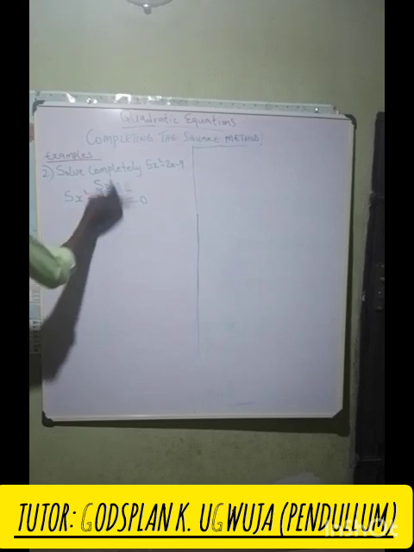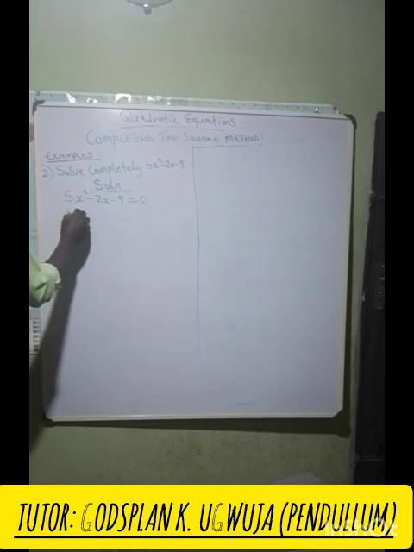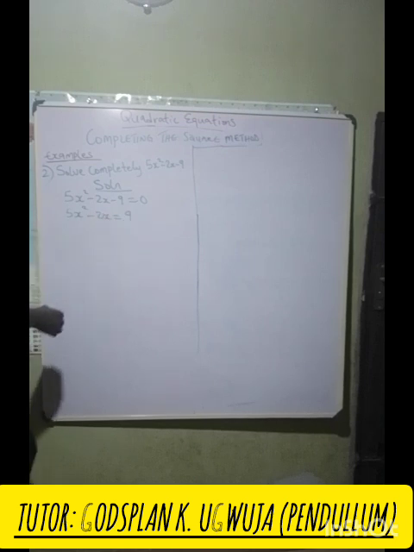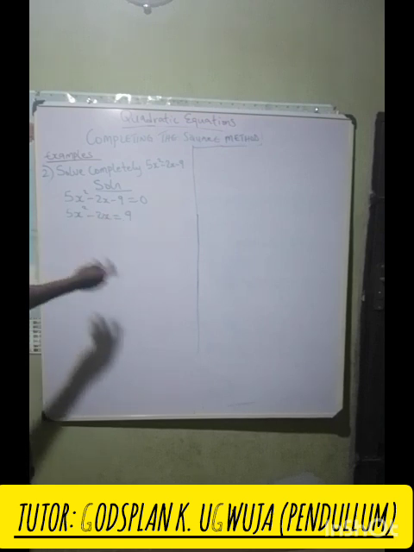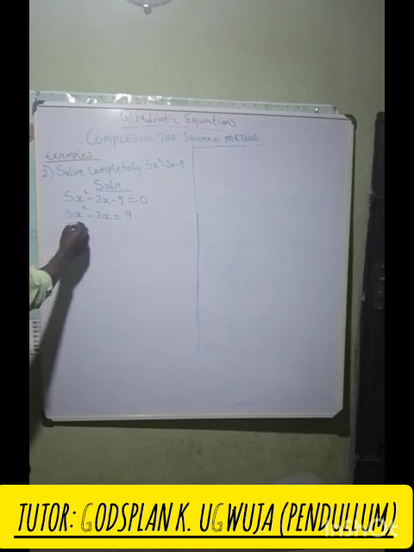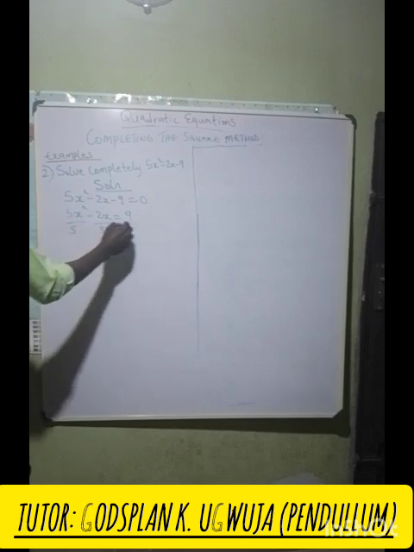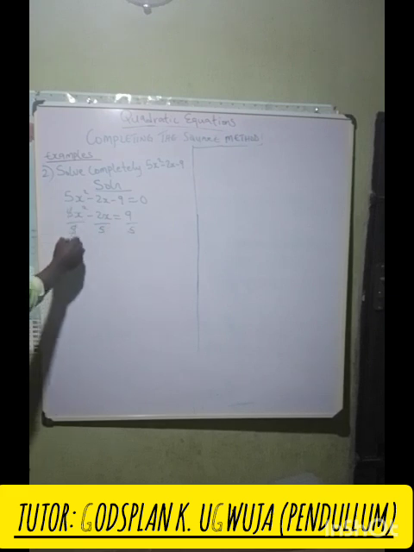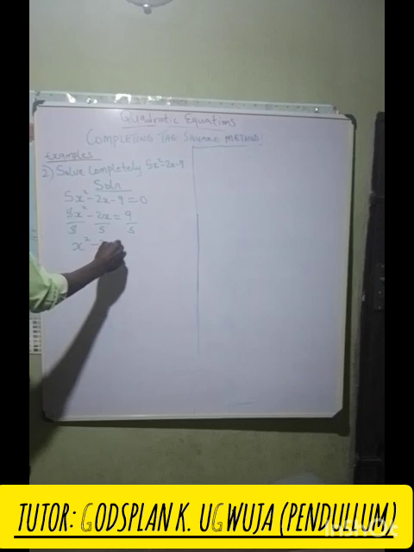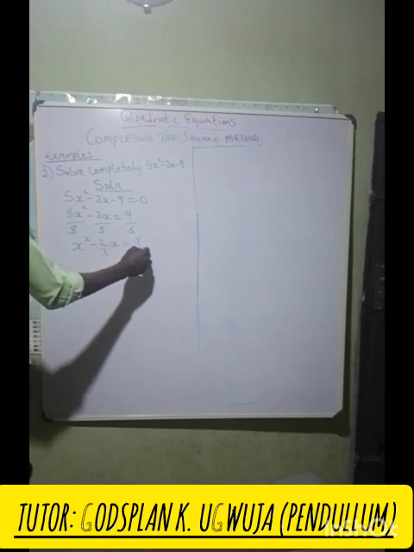So we just move the constant to the right hand side, and we're going to have 5x squared minus 2x is equal to 9. That's the next step. Then the second step, we're going to make the coefficient of x squared to be unity. So this a, we're going to make it unity by dividing through by 5. So we're going to have x squared minus 2 over 5x is equal to 9 over 5.